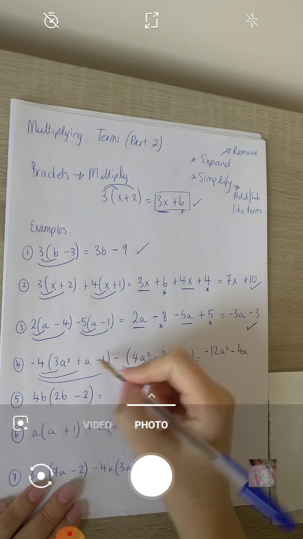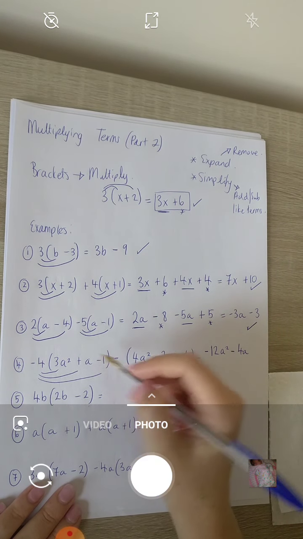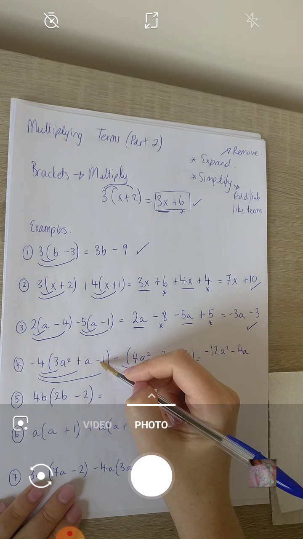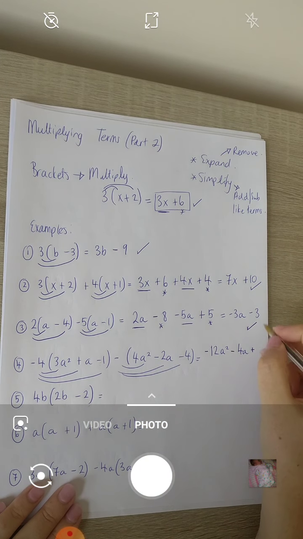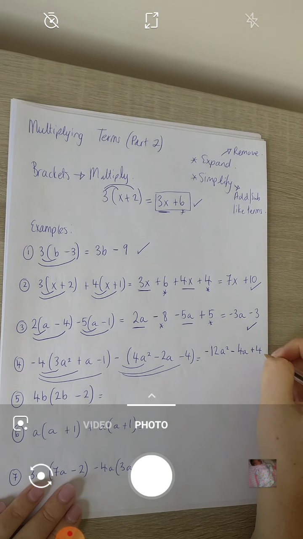And then lastly, we've our constant by our constant. So minus by a minus, remember like signs give us plus. So minus by a minus gives us plus, and 4 by 1 is 4.